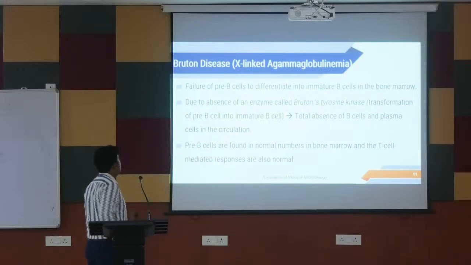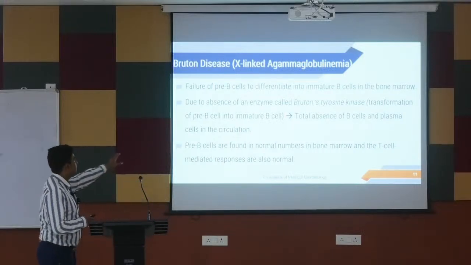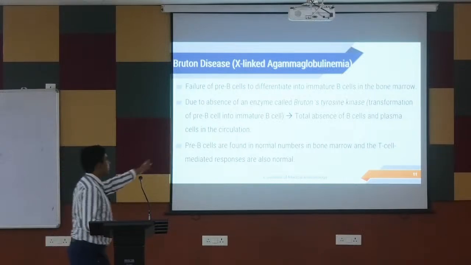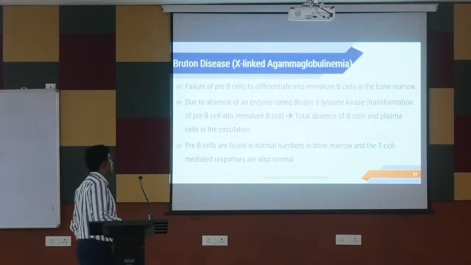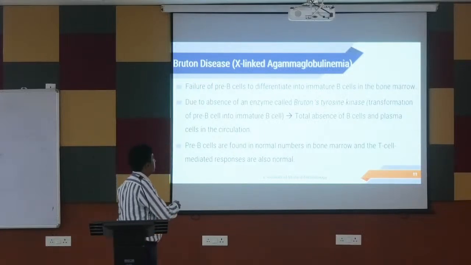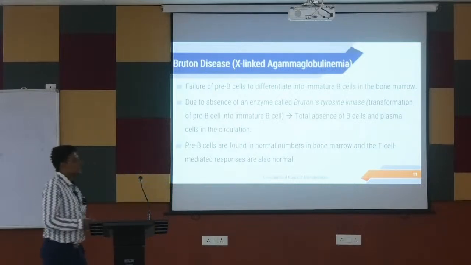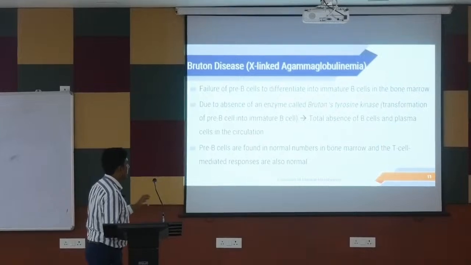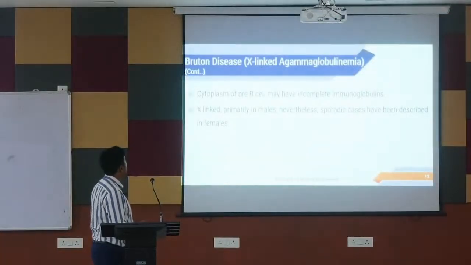are also normal. তাহলে Bruton's disease কি হচ্ছে সন্দীপ? Failure of the pre-B cells to differentiate into immature B cells in the bone marrow. কেন? Due to the absence of an enzyme called Bruton's tyrosine kinase. Transformation of the pre-B cells into the immature B cells. তার জন্য কি হচ্ছে? B cells আর plasma cells circulation এ থাকছে না. Pre-B cells are found in normal numbers in the bone marrow and the T cell responses গুলো normal.